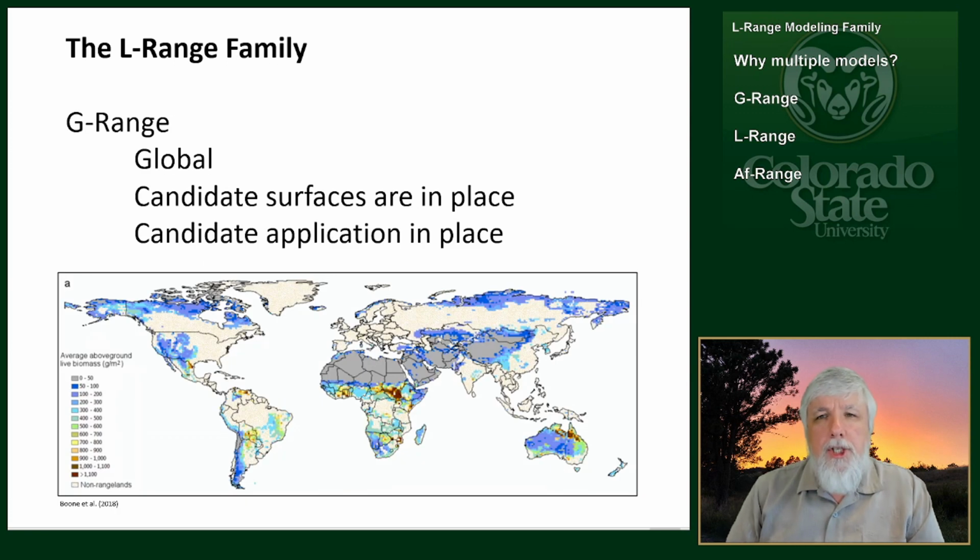So in more detail then, G-range is a global model. And what has happened here? Now, this is an application that's approaching 10 years old now, perhaps 8 years old now. The paper was published in 2018, Boone et al. 2018. So it is an older application, but the software is the G-range software, a global representation, and candidate surfaces and parameters are included with that application for 15 biomes around the world.